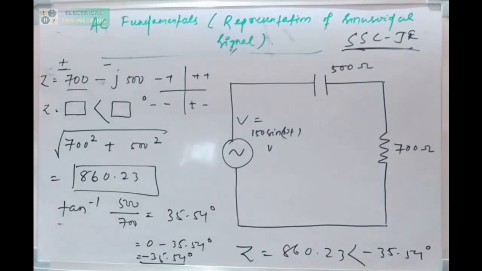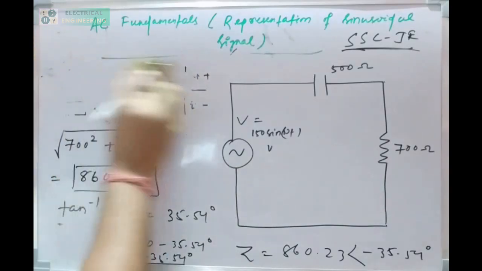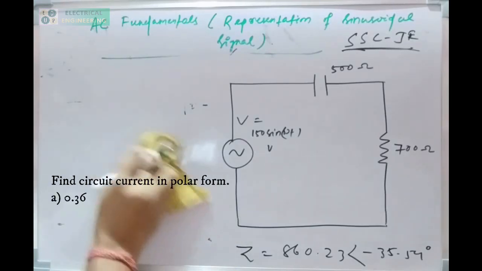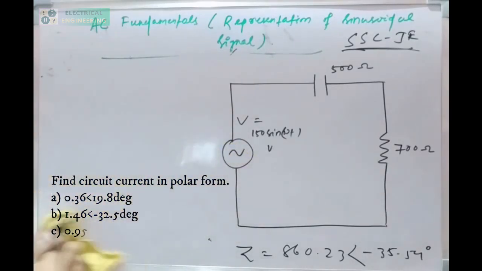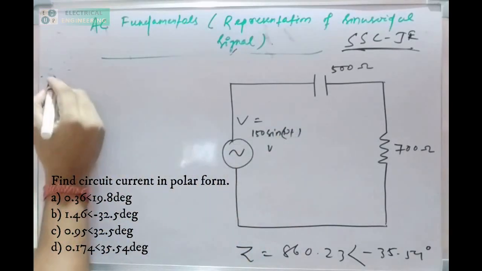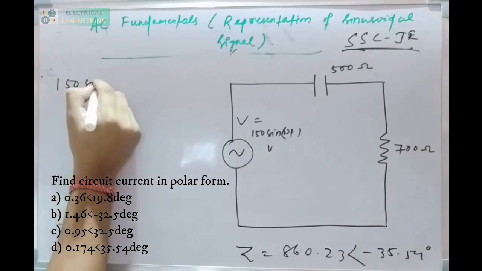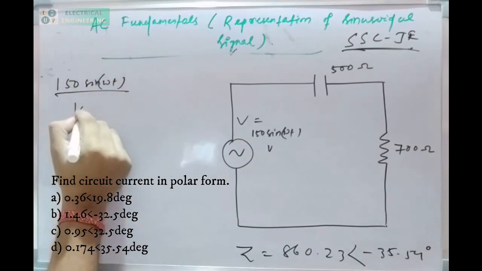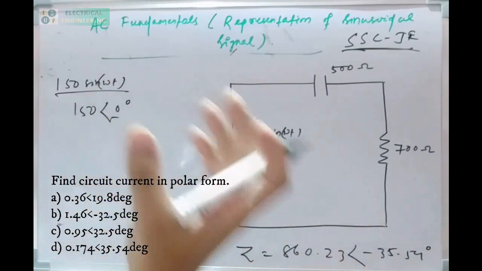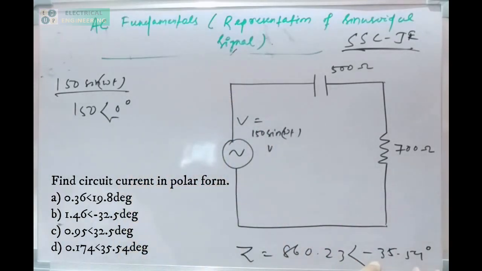Okay, let us go to the first question. The first question is, find out the circuit current in polar form. So how much will be the circuit current? The voltage is 150 sin omega t. We can write 150 sin omega t in polar form as 150 angle 0 degree. If I take omega t as the reference point, we can take it as 0 degree, and the impedance will have a phase of minus 35.54 degree.